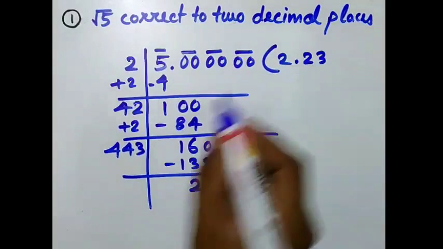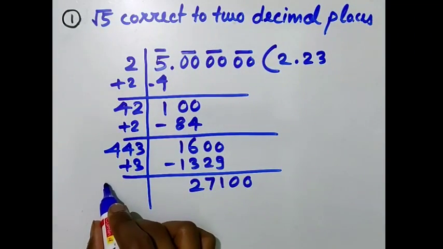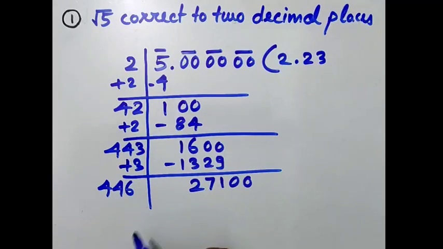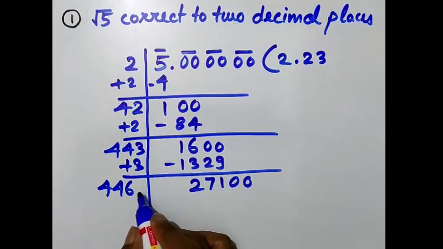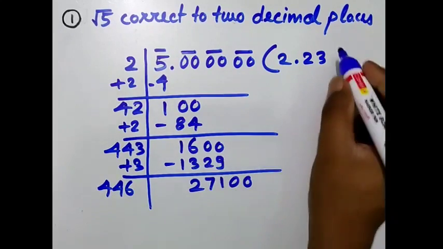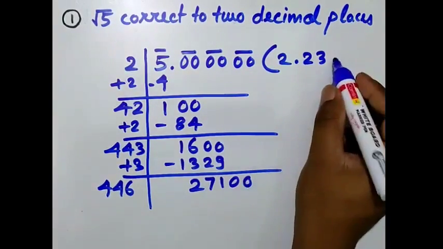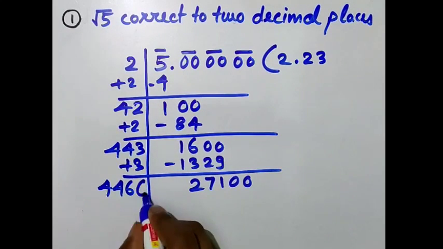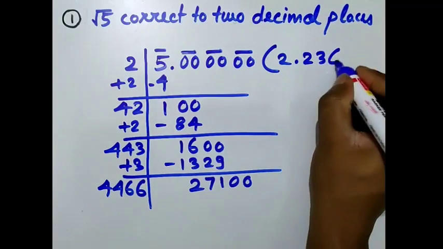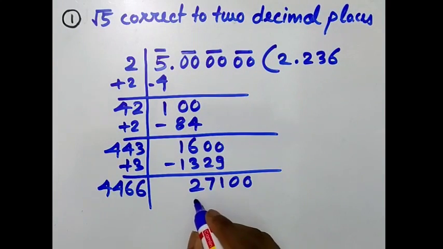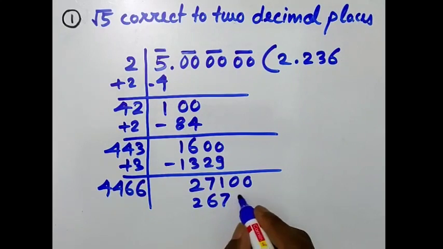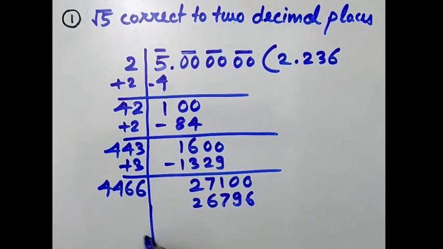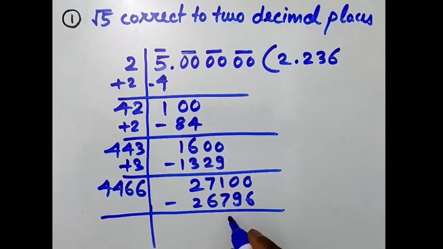Now we have to add the same number that we have multiplied here, 3, it will give us 446. Now what number should I take here and multiply the same to get 27,100 or something lower than this? Let's take 6. So 6 times will give us 26796. So let's subtract. We'll be left with 304.